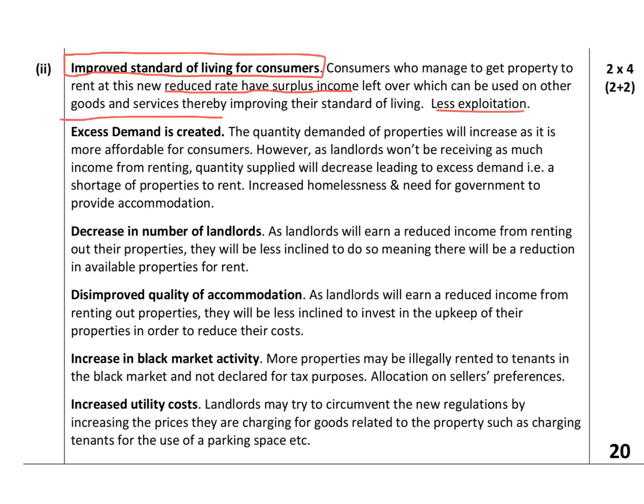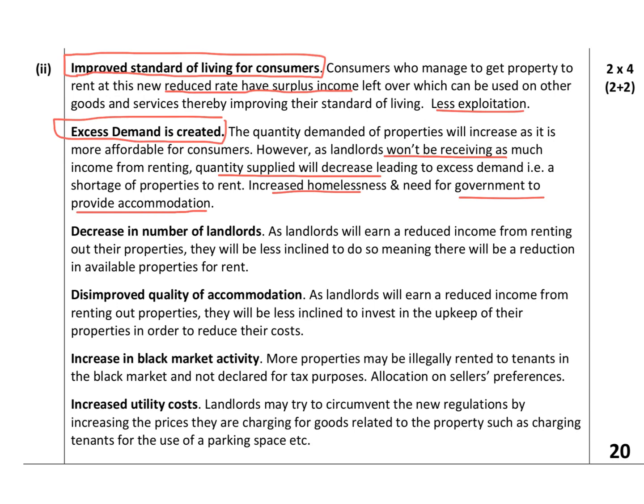We've seen on the diagram that excess demand is created. The quantity demanded of properties will increase as it's much more affordable for consumers. However, as landlords won't be receiving as much income from renting, quantity supplied will decrease, leading to excess demand, i.e. a shortage of properties to rent. So you could get similar to basically what we have now, right? Increased homelessness and the need for government to provide accommodation.